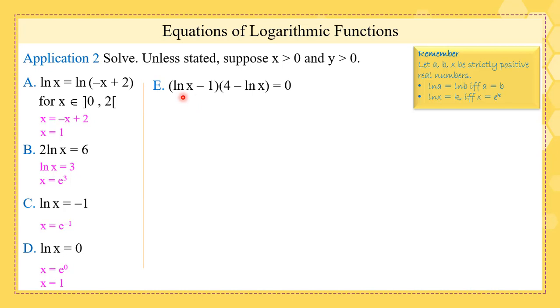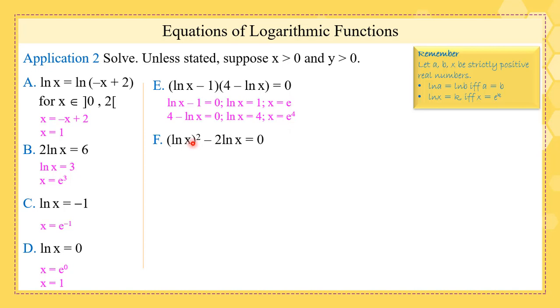Part E. In fact, here we have a zero product equation, so we have to suppose that each factor is equal to 0. So ln x minus 1 is 0, which means that ln x is 1, so x is e. Or 4 minus ln x is 0, which means that ln x is 4 and x is e to the power 4. And in this case, both answers are accepted.